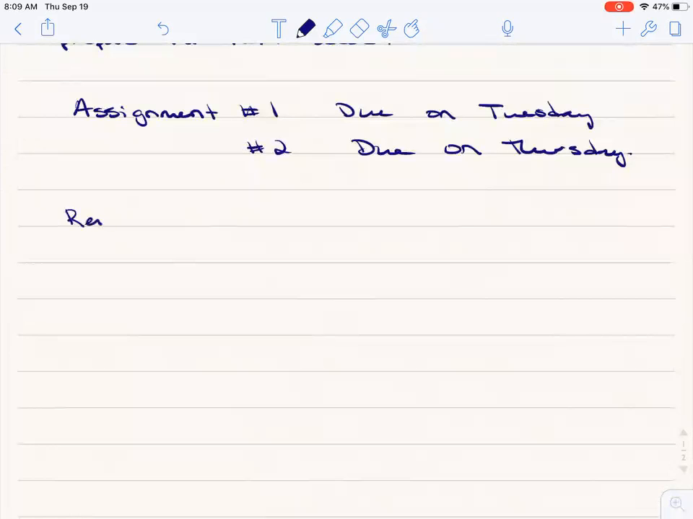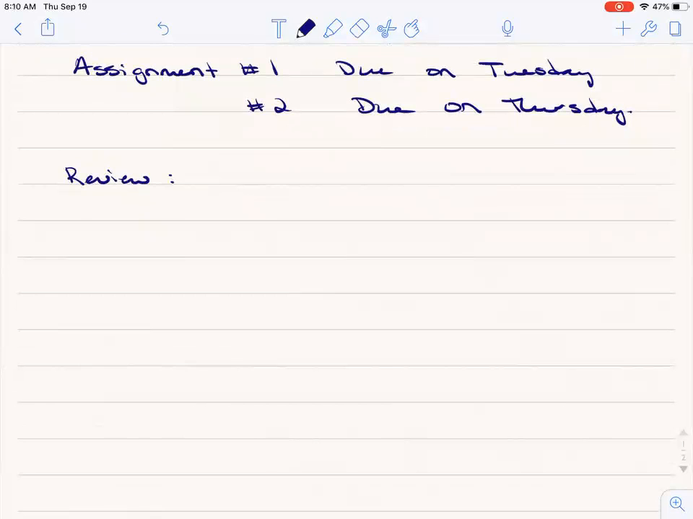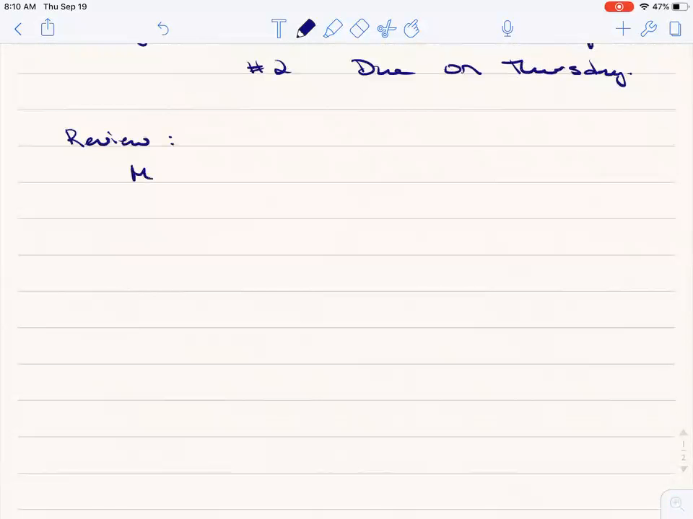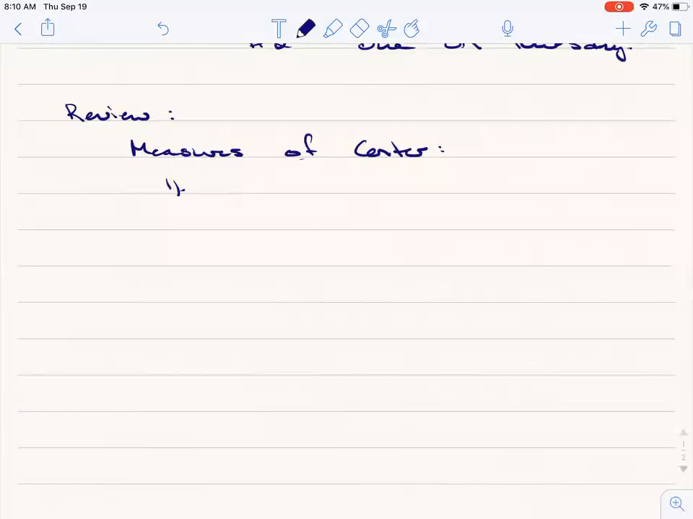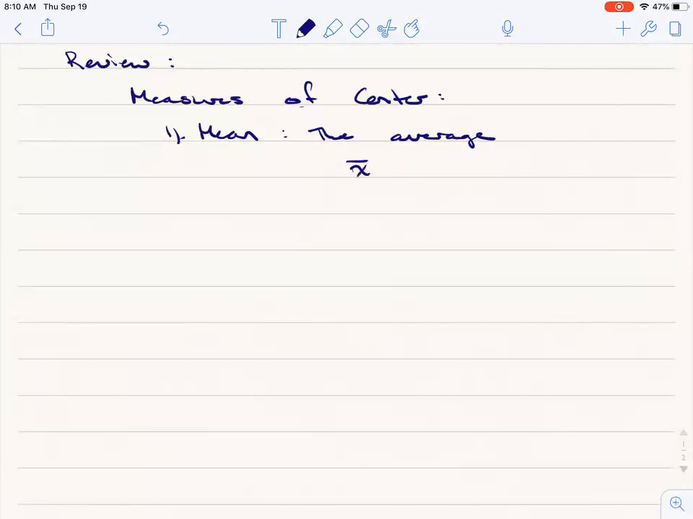Let's do a little bit of review, just quickly, because we do have a lot to get through today. But just briefly, we started statistics, right? And so we talked about measures of center and measures of spread. We almost got through the example, so we'll finish up the example. As a quick review, we talked about measures of center, right? First one being the mean. The mean is just the average, which we denote by X bar as the sum of X over N.